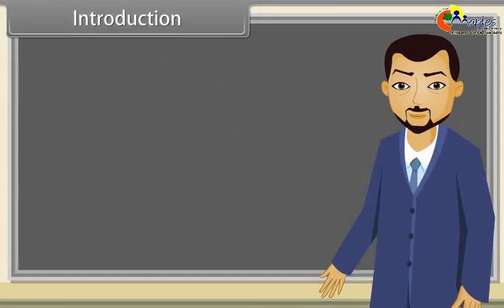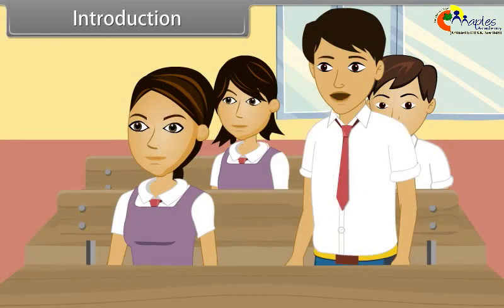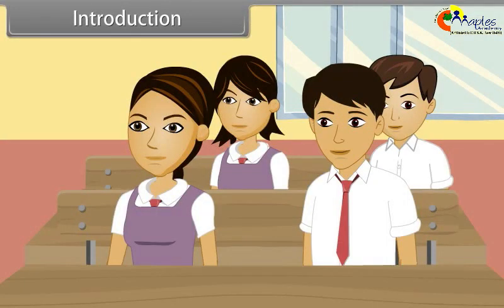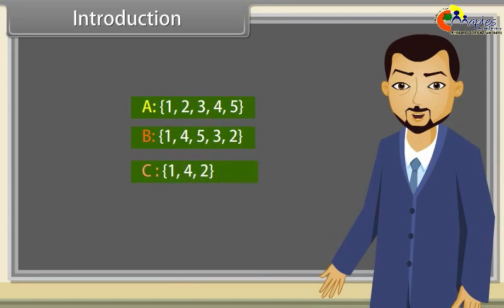Introduction. Students, look at these two sets. What can you say about these two sets? These both are equal sets. Very good. A and B are equal sets. Now if we take this set C, what can we say about this? The set C is a subset of set B and set A.